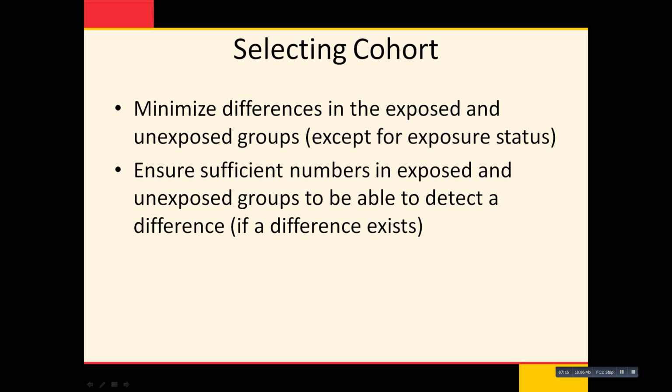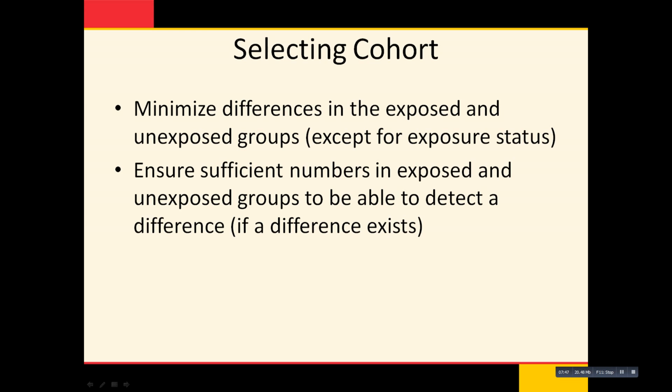So an important variable here, unlike experimental studies where randomization often makes the treatment groups similar, right? That's the intent of randomizing to treatment A versus treatment B. In selecting the cohort, we try to minimize the differences in the exposed and unexposed groups except for exposure status. So it's important when we design methods and when you're reviewing studies to determine how they selected the cohort and did they minimize the differences or account for those differences.